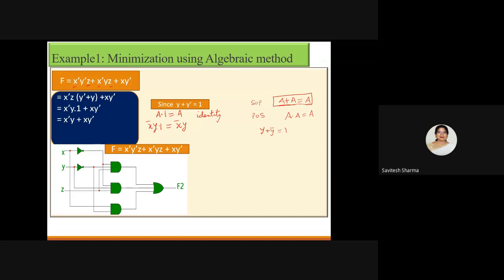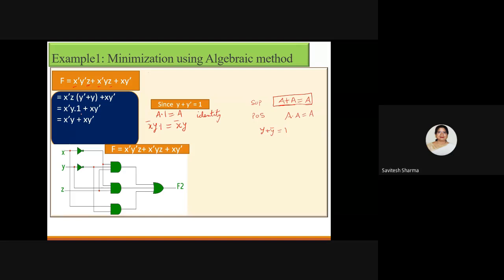So you see that this given expression has three terms and a total of 8 literals, but now I have 2 terms and 4 literals. Okay, so this is a simplified form. Further you cannot do anything because nothing is common here, so you will stop here. So this is my simplified expression.